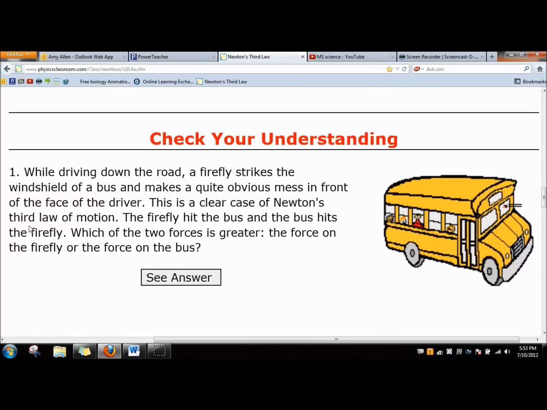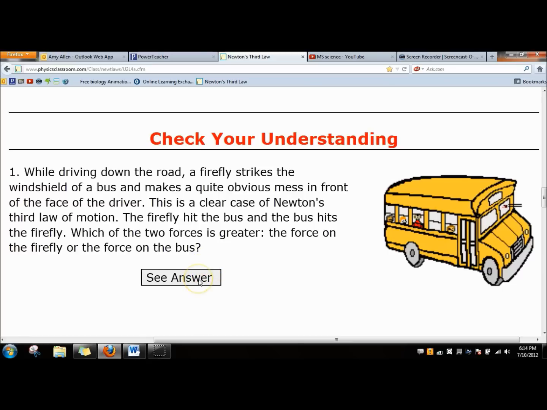Let's skip down here to checking our understanding. If you're driving down the road and a firefly strikes the windshield of a bus, splat, it makes quite an obvious mess in front of the face of the driver. This is a clear case of Newton's third law of motion. The firefly hits the bus, and the bus hits the firefly. Which of the 2 forces is greater? The force on the firefly or the force on the bus?